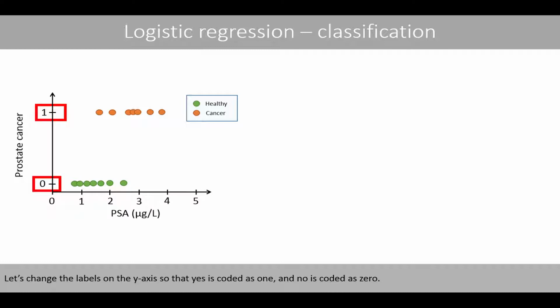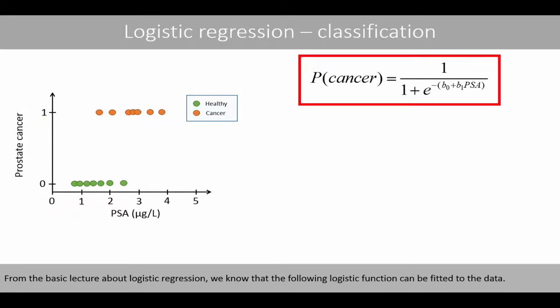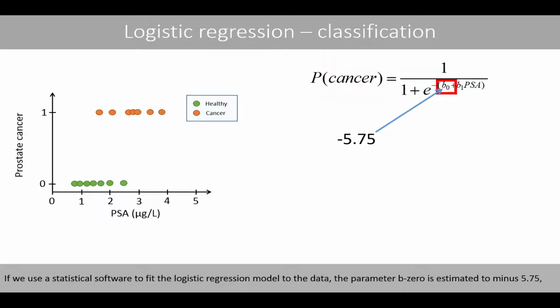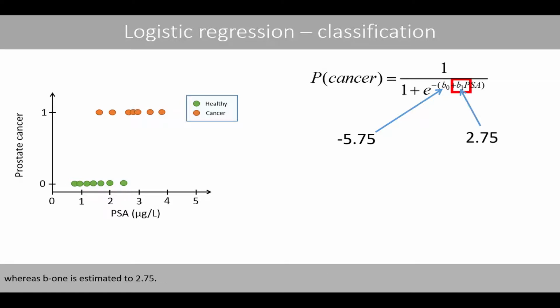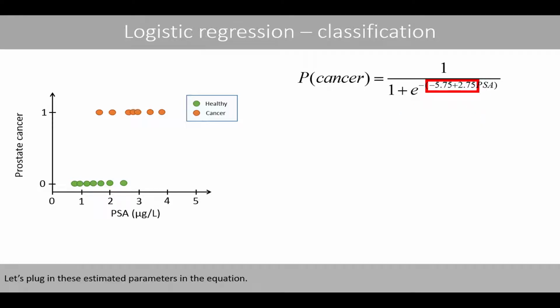Let's change the labels on the y-axis so that yes is coded as 1 and no is coded as 0. From the basic lecture about logistic regression, we know that the following logistic function can be fitted to the data. If you use the statistical software to fit the logistic regression model to the data, the parameter B0 is estimated to minus 5.75, whereas B1 is estimated to 2.75. Let's plug in these estimated parameters in the equation.